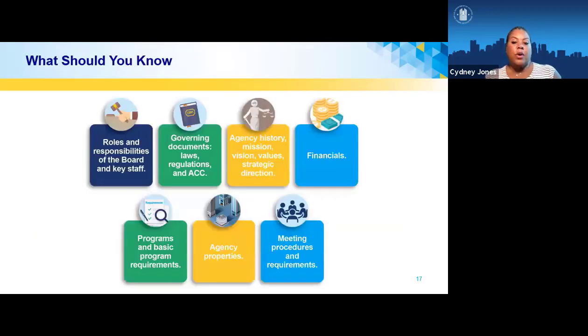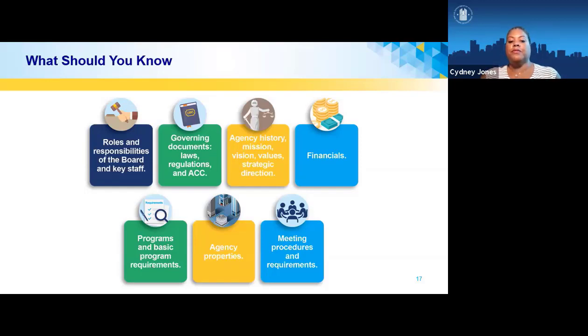One of the best things to do is to go out and take a look at the properties from time to time. What should you know, though, as a board member? Remember, knowledge is power. Being informed about your PHA is important, but it's also important what you do with that knowledge. So the roles and responsibilities of the board and individuals include knowing your governing documents, your bylaws, your regulations, having a copy of that ACC contract that the PHA has with HUD, making sure that you understand the financials, the agency history, mission, vision, values, and strategic direction that the housing authority is headed in.